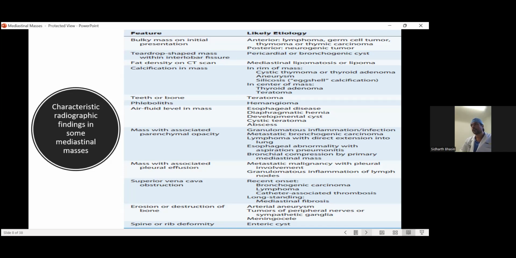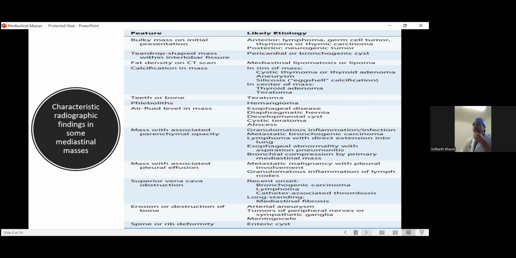Now, if you see teeth or bone, it could be a teratoma. You can see phleboliths in the hemangioma. If you see an air-fluid level in the mass, it could be hernias, it could be abscesses, it could be cystic teratomas as well.